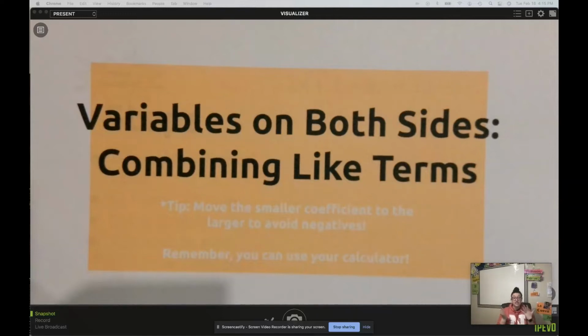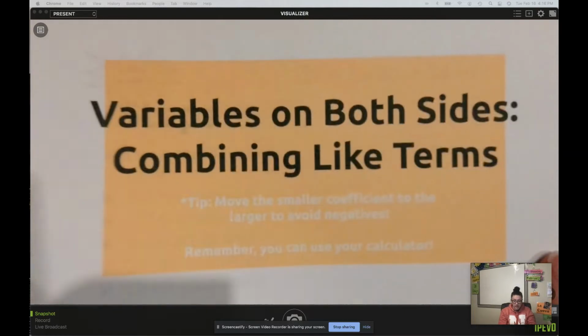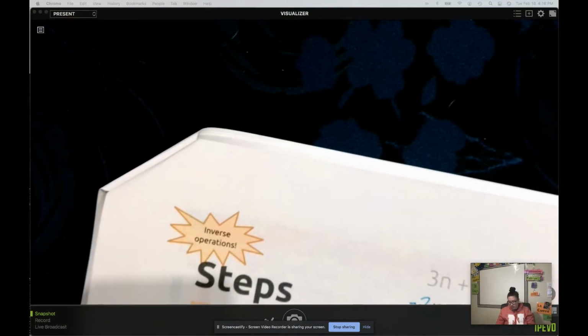So we've seen that we were having to combine our like terms over the equal sign. We're having to combine our variables over the equal sign, but now we're going to have to combine like terms on one of the sides and then over the equal sign. So there's just a little bit more than what we were doing before.